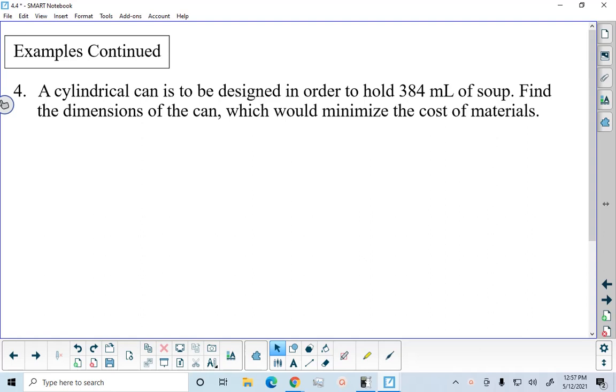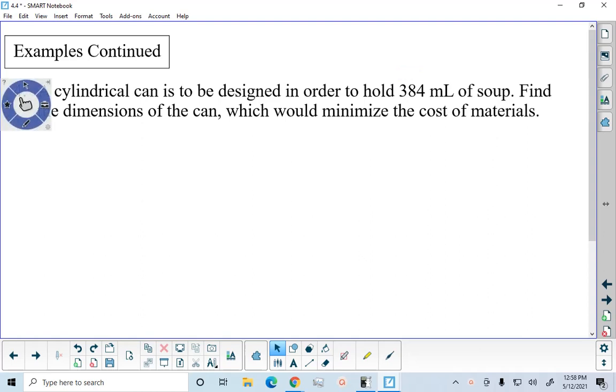Looking ahead, if we want to minimize the cost to build the can, we obviously don't want a can that has 384 milliliters of soup and then a whole bunch of empty space. Aside from bacterial problems with that, we want to make sure that the can is full of the soup so we're not wasting material. So this is a constraint.